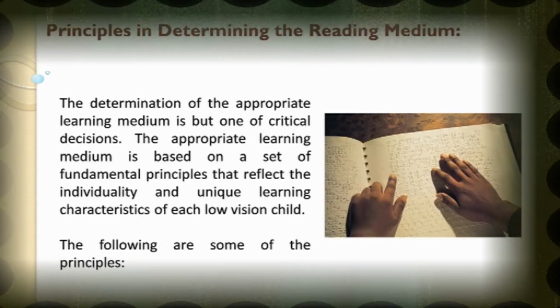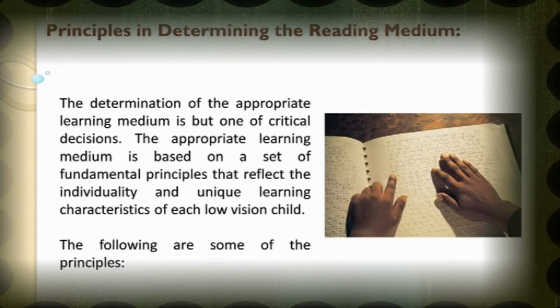Hello students, today we are going to discuss techniques of teaching print to children with low vision. Let us start the session by discussing principles in determining the reading medium. The determination of the appropriate learning medium is but one of the critical decisions. The appropriate learning medium is based on a set of fundamental principles that reflect the individuality and unique learning characteristics of each low vision child.